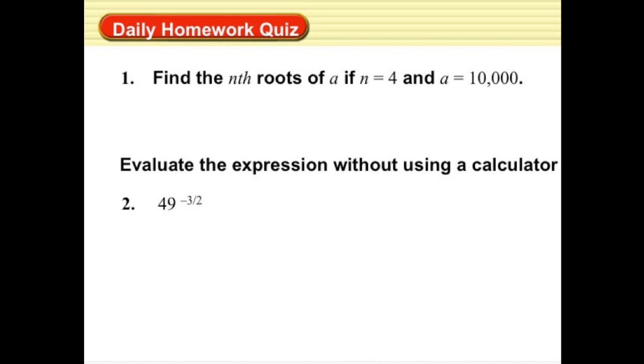We're skipping example 5 for today, but I do want you to do the homework quiz quickly on your own. Find the nth root of A if n equals 4 and A equals 10,000, and also evaluate the expression without using a calculator. Remember, break up those components and use those tools that I showed you in examples 2 and 4.